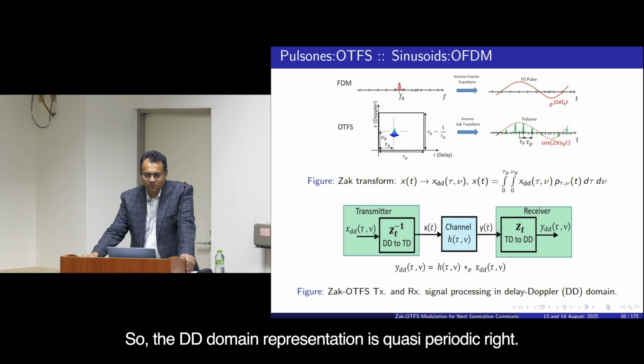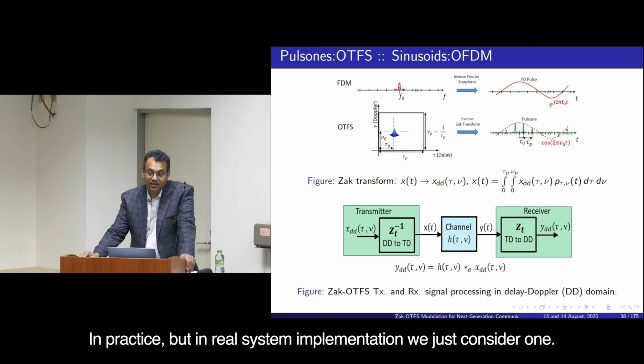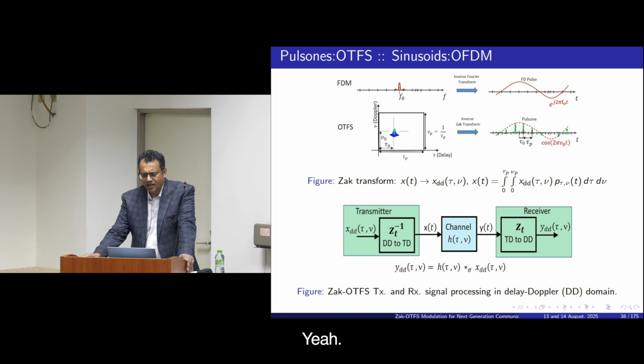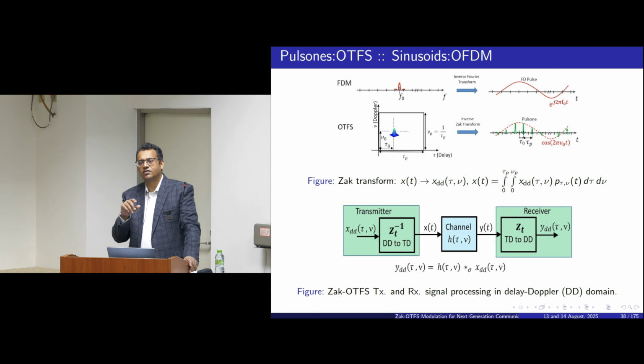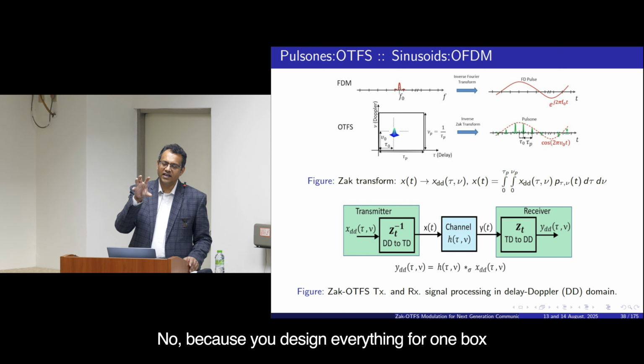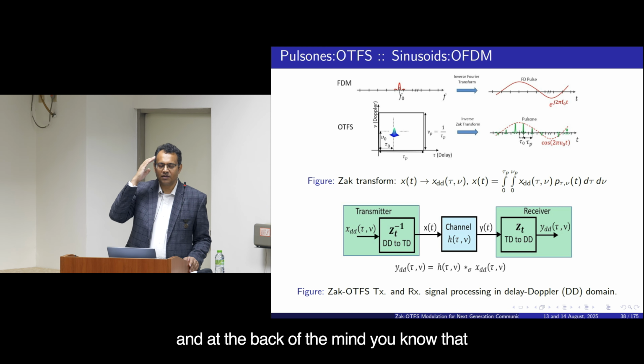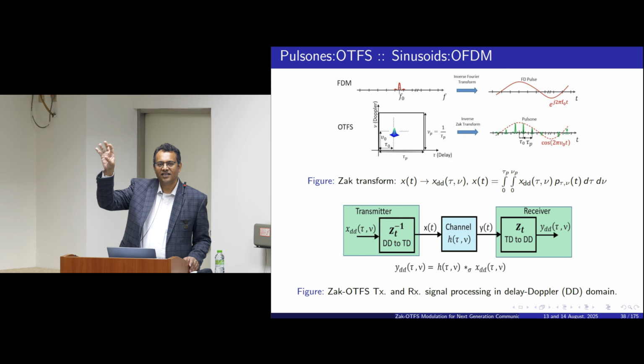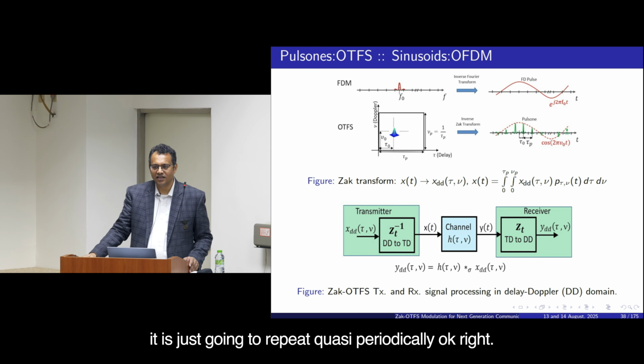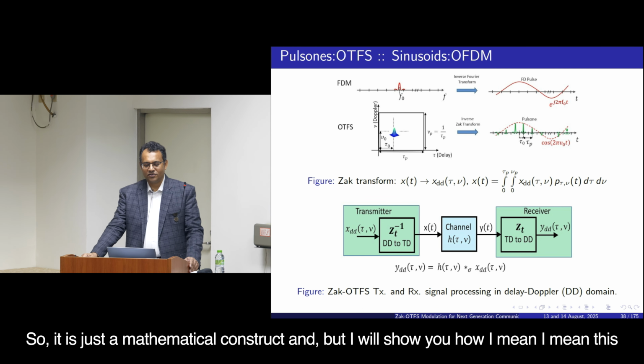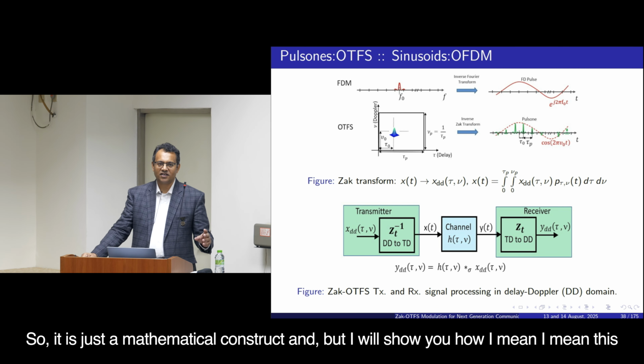Question: So the DD domain representation is quasi-periodic, right? Yeah. In practice, in real system implementation, we just consider one box. So because you design everything for one box, and at the back of the mind you know that it is just going to repeat quasi-periodically, okay? Right? So it's just a mathematical construct.